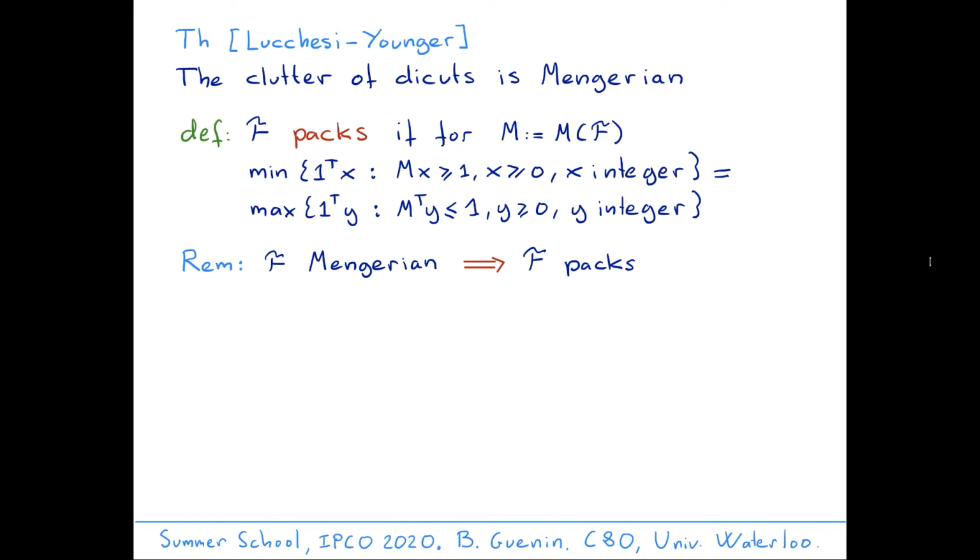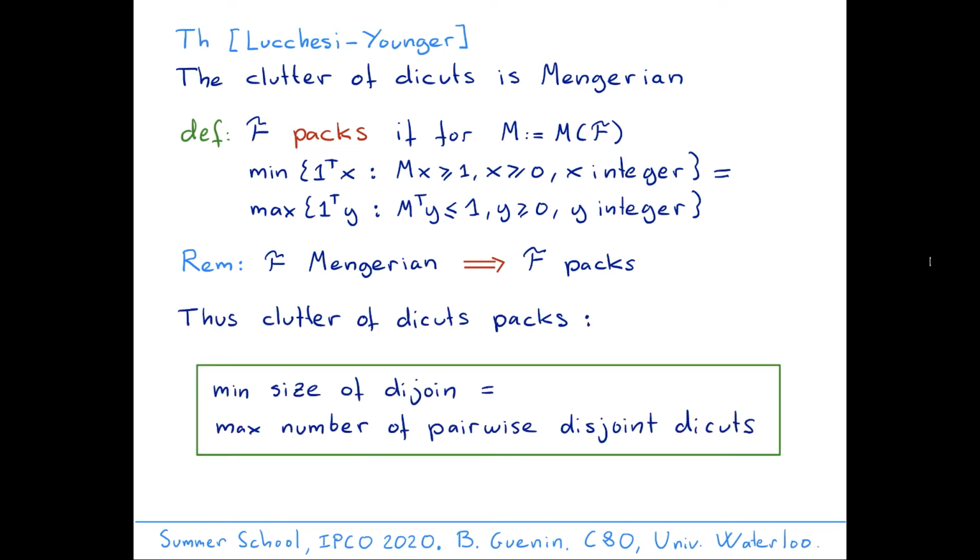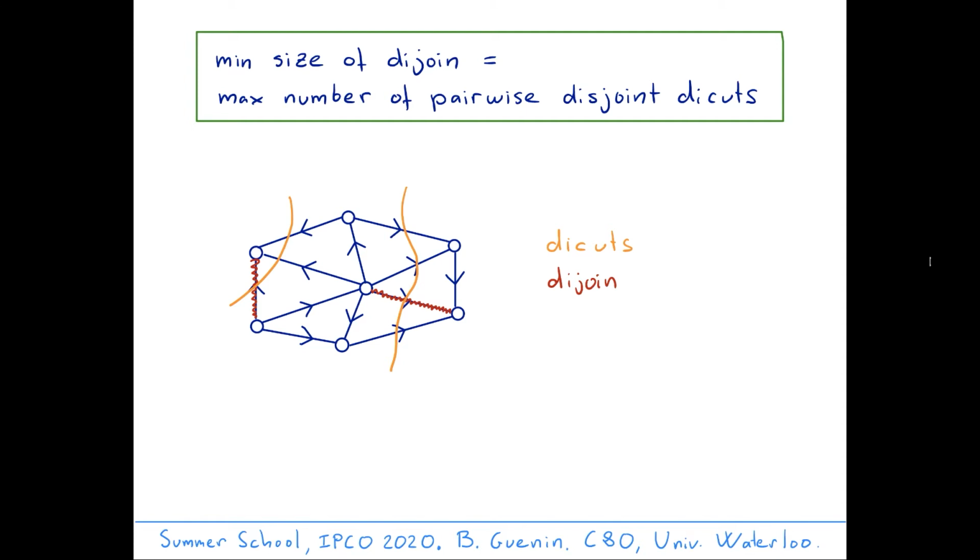So the clutter of dicuts has to pack, and what does that say in the language of directed graphs? Well, the optimal solution to the minimization problem there is going to be a set of edges that intersect every directed cut. So it's going to be a dijoin. So the minimization problem is looking for a minimum size dijoin. And the maximization problem has one variable for every directed cut. So you're looking for a maximum number of pairwise disjoint dicuts. So here's a little example. We have in orange two disjoint dicuts, and your two red edges are a dijoin of size 2.